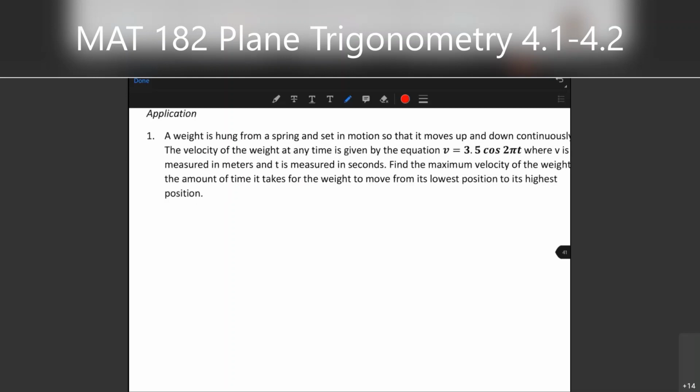Okay, so one thing that might be helpful here is just to do a little sketch of this function. So let's consider that. If I look at my equation here, notice that this function has an amplitude a of 3.5 and it has a b value of 2 pi.